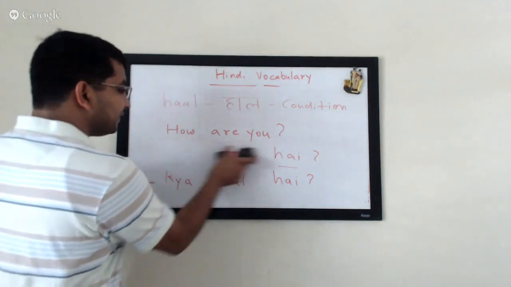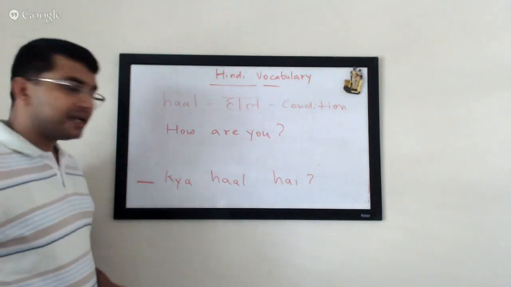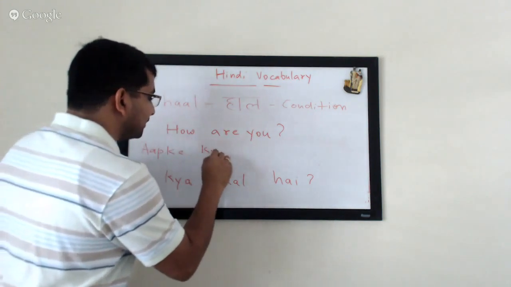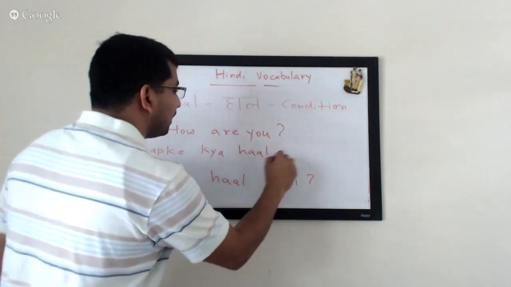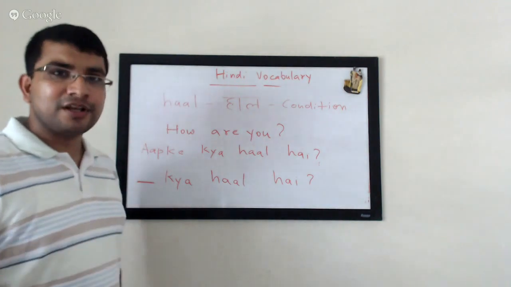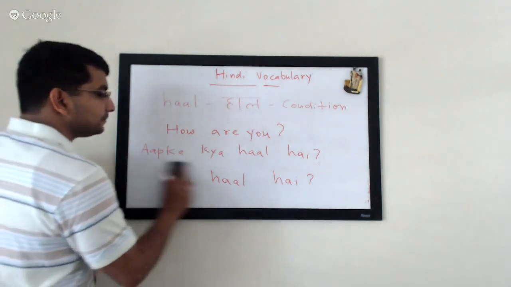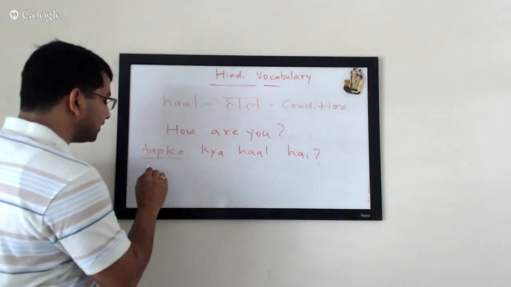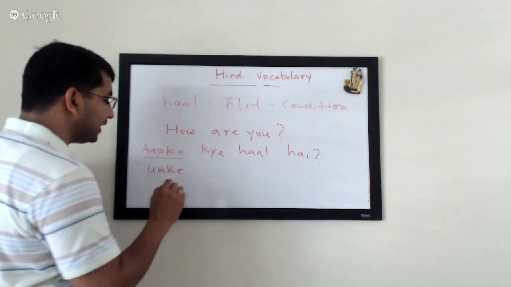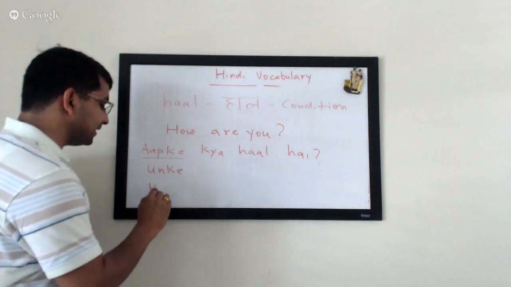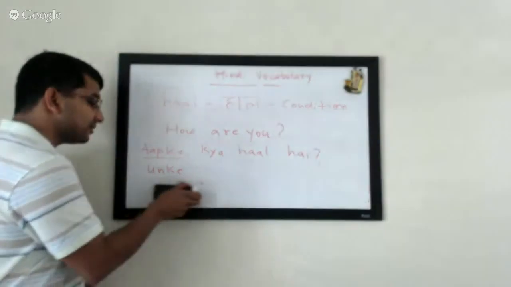If you want to be very specific, you can say आपके क्या हाल है. What's your condition, right? Indirect way of saying how are you, right? You can also make a variation. Instead of आपके, you can say उनके. उनके is nothing but वे. वे is they plus के. So there, उनके क्या हाल है? What's their condition, right?